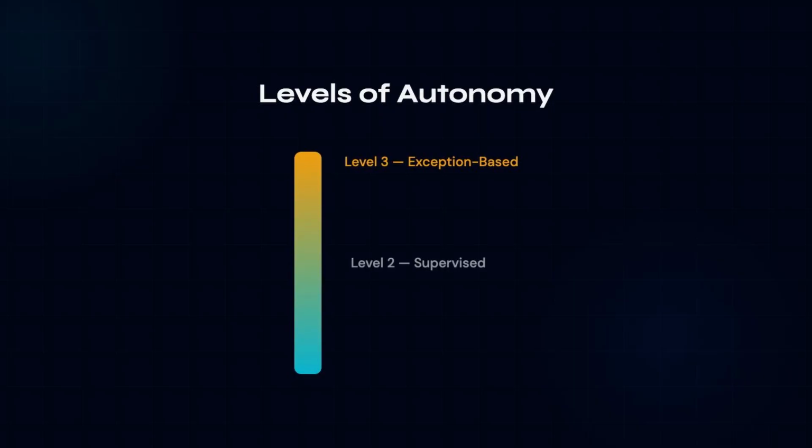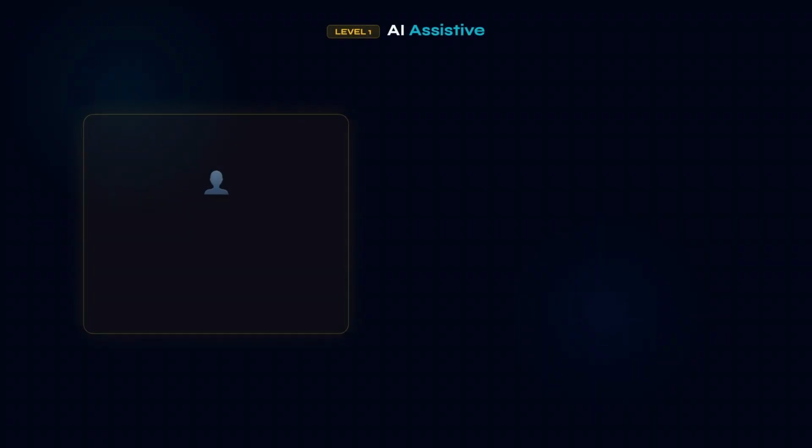And so this is where we have to get into levels of autonomy. Now, typically, the lower the AI autonomy level, the more you're working towards optimization. And the higher you go, typically the more you're redesigning. But let's walk through these levels at a high level so you understand how it's working. The first level is the AI assistive.